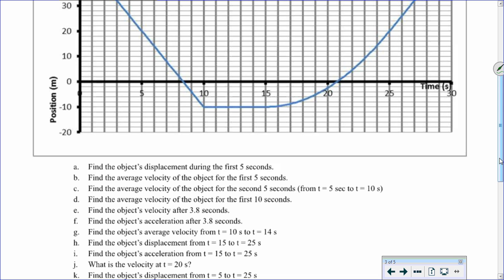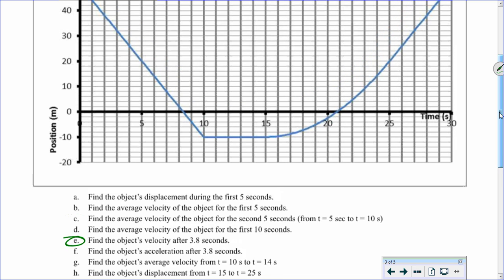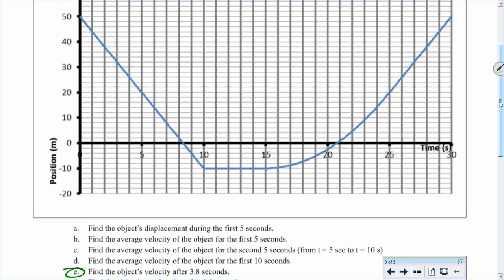E. Find the velocity after 3.8 seconds. I am super glad you asked about this one, Sam. And then Lauren, you had one too, yeah? Same one, right on. Excellent.